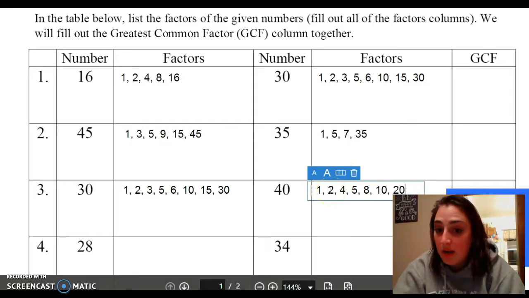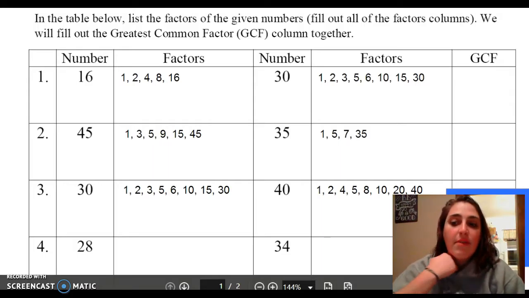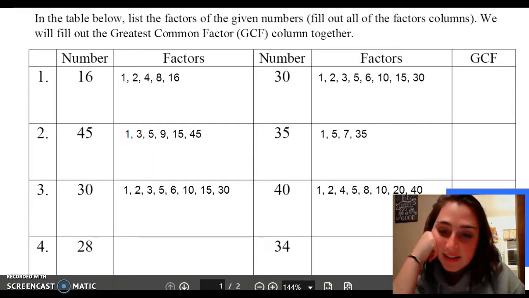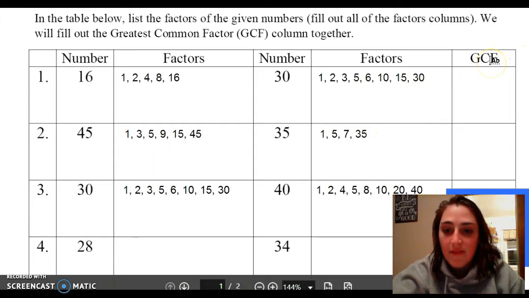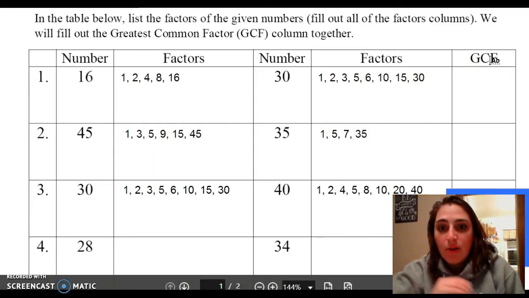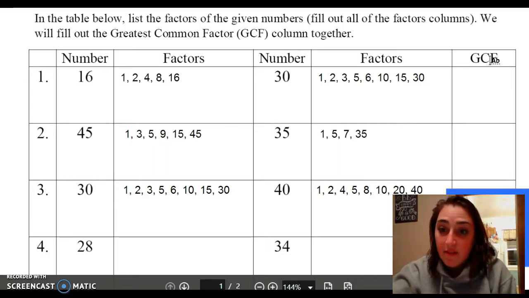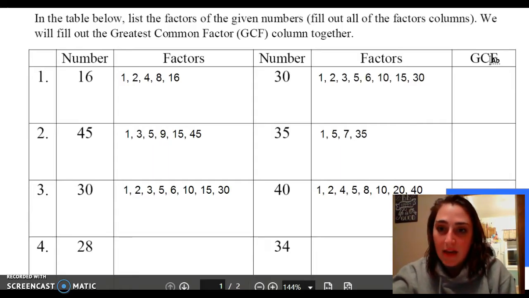2 times 20. 1 times 40. Okay. So now we have all of our factors here. Now that we have our factors, what we want to do is find the greatest common factor. First of all, common factor means it's a factor they have in common. So it means they both have them. And greatest common factor means it's the largest factor they have in common. It's literally the greatest common factor, the largest factor they have in common.